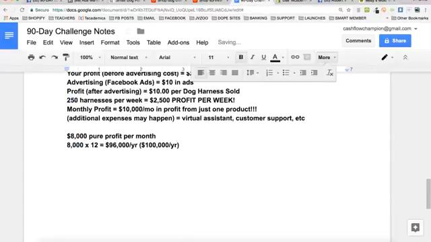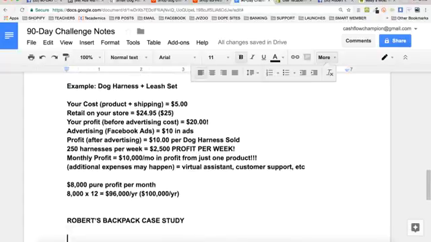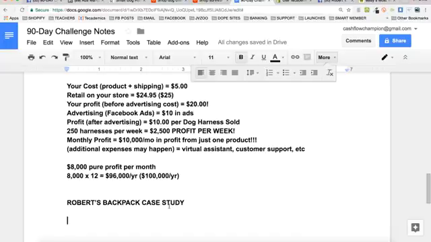Okay, let's do a quick little assignment here, okay? Robert's backpack case study. We're going to do the same kind of thing I did right here. So your cost for the backpack was what? $24, $25. Let's just say $25. Was that with shipping? That was being drop shipped and everything, yeah. $25 was your out the door cost for the product and shipping. So your cost for the product plus shipping to the customer was $25.